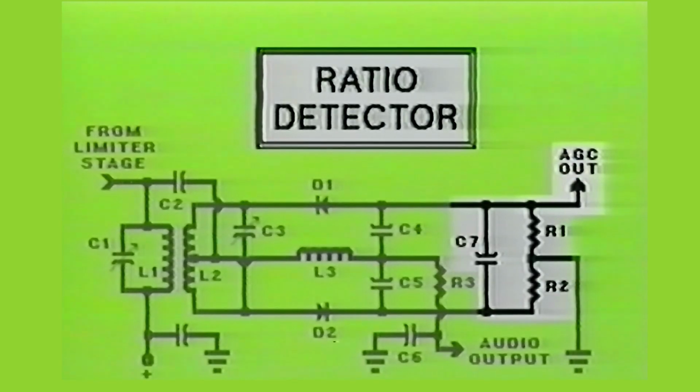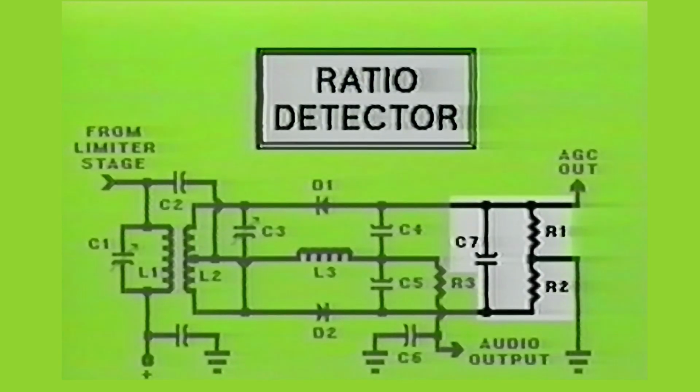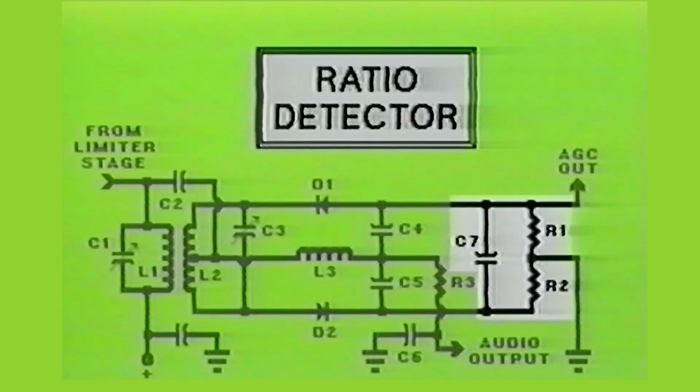Therefore, the top of resistor R1 may be used as an automatic gain control output. The RC time constant of this section of a ratio detector is what makes this circuit withstand instantaneous variations in amplitude of the incoming RF signal. This feature enables the ratio detector to be used without a limiter circuit at its input.